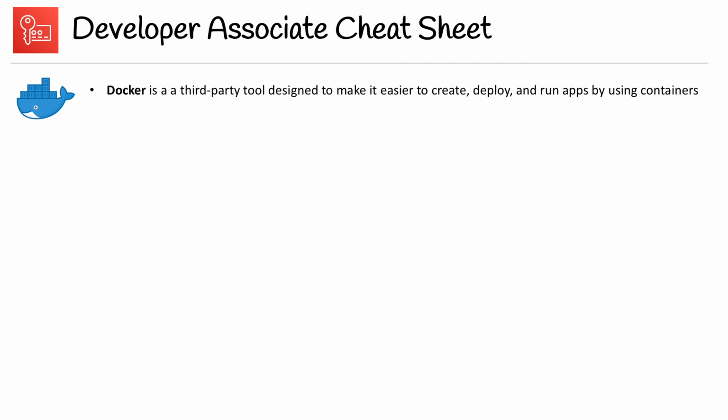Then we have Docker. Docker is not an AWS service, but it's key to containerization. So Docker is a third-party tool designed to make it easier to create, deploy, and run apps by using containers. A Dockerfile contains all the build instructions to assemble the container image.